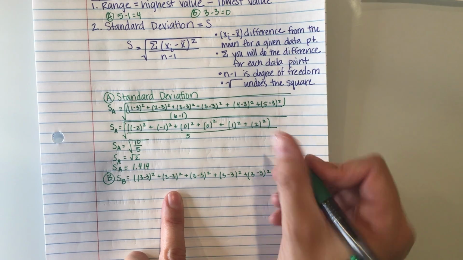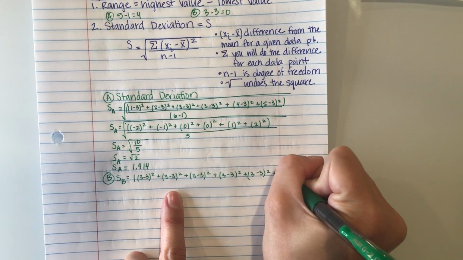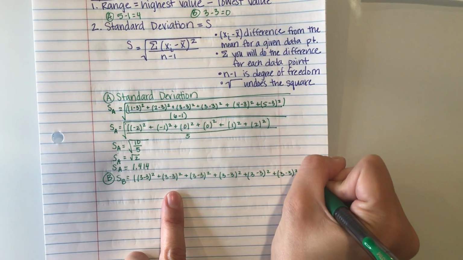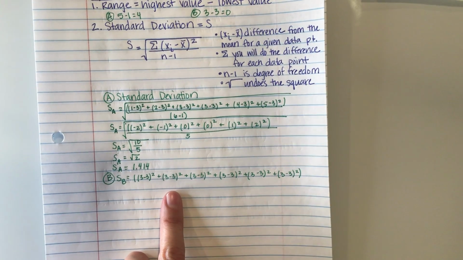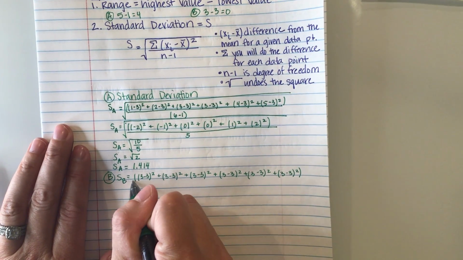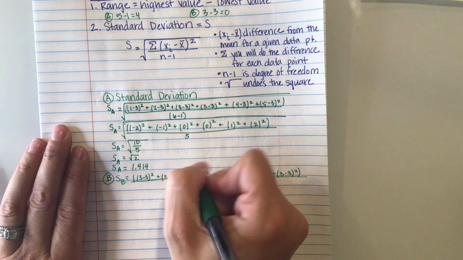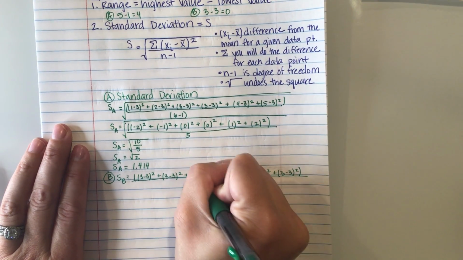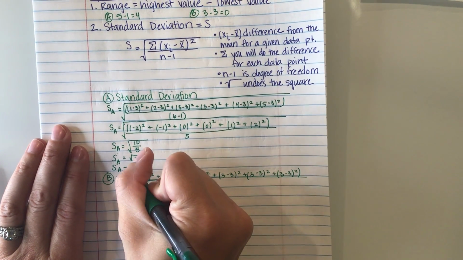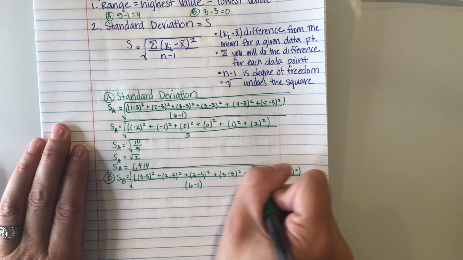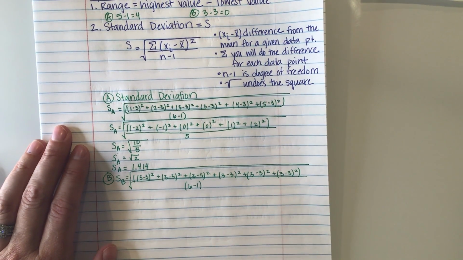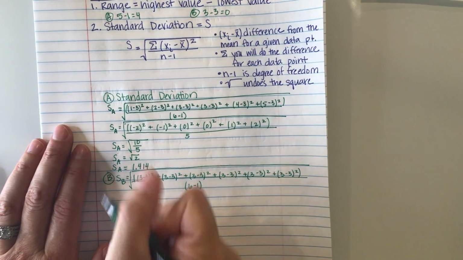3 minus 3 squared plus 3 minus 3 squared plus 3 minus 3 squared. 1, 2, 3, 4, 5, one more. Plus 3 minus 3 squared. That'll be in parentheses too. My n value, I have 6 values, so it's going to be 6 minus 1. And remember, I'm going to take the square root of all of this.